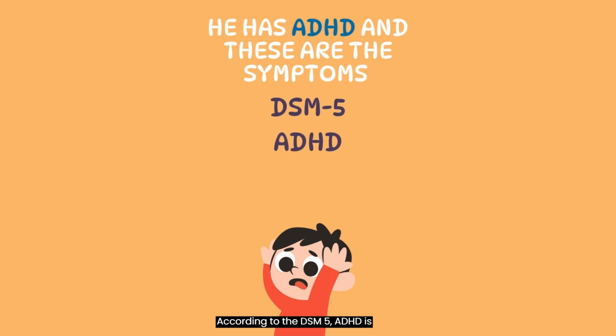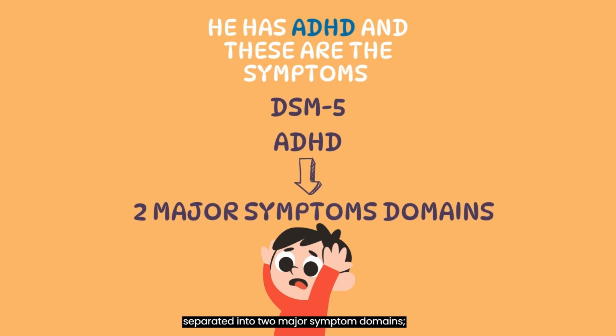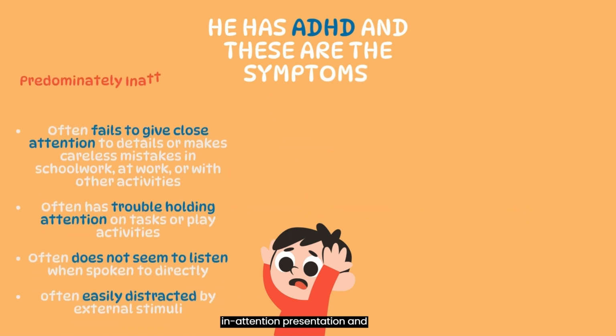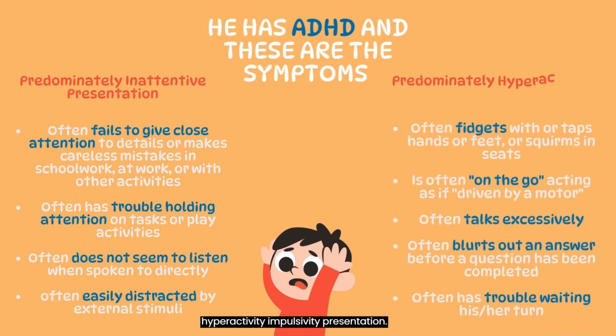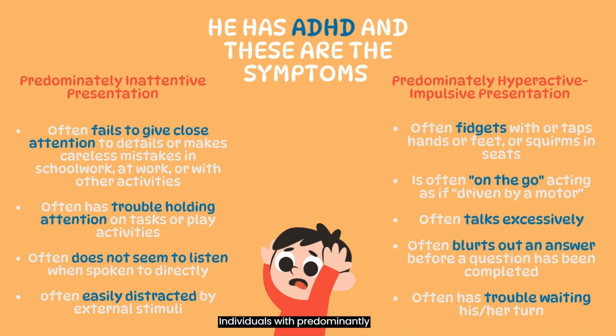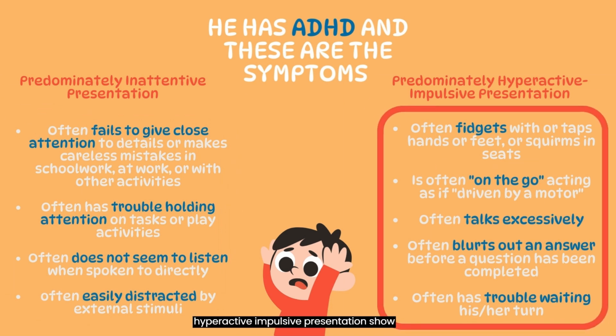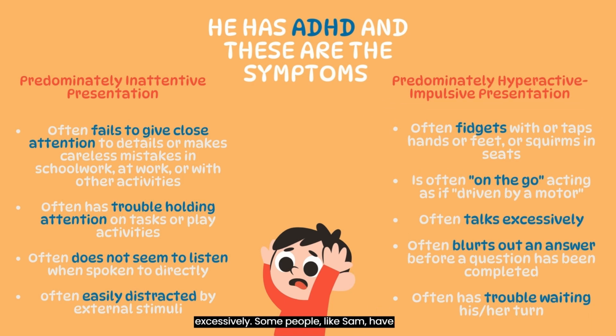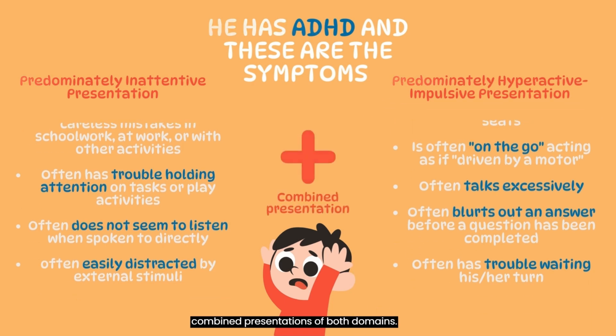According to the DSM-5, ADHD is separated into two major symptom domains: inattention presentation and hyperactivity impulsivity presentation. Individuals with predominantly inattentive presentation have difficulty holding attention and do not seem to listen even when spoken to directly. Individuals with predominantly hyperactive impulsive presentation show an inability to sit still and often talk excessively. Some people, like Sam, have combined presentations of both domains.